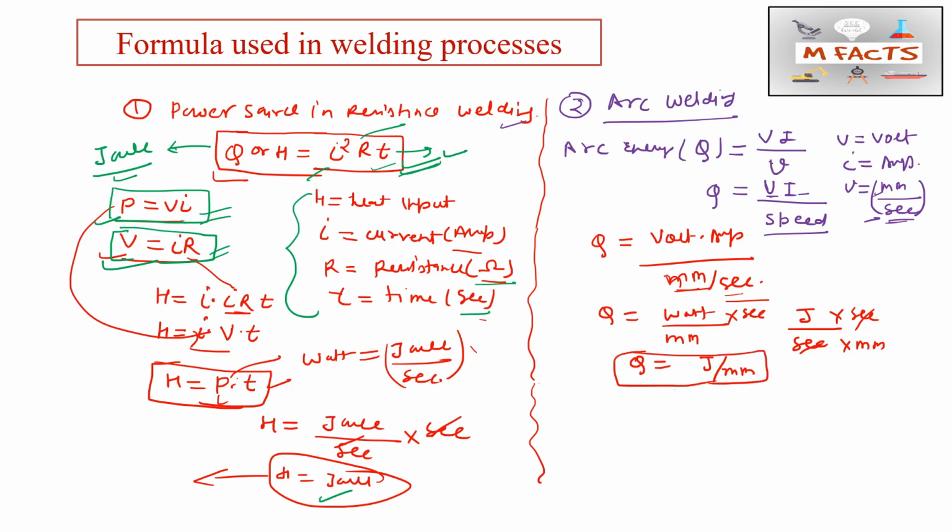So this is basically the heat energy or arc energy per unit length. Sometimes in questions they give joule per cube, which means they also consider the area of the weld pool or welded area. Here we are not considering area. If they consider the area, we can multiply this value by area, and in that case we will get Q in joule per cube.